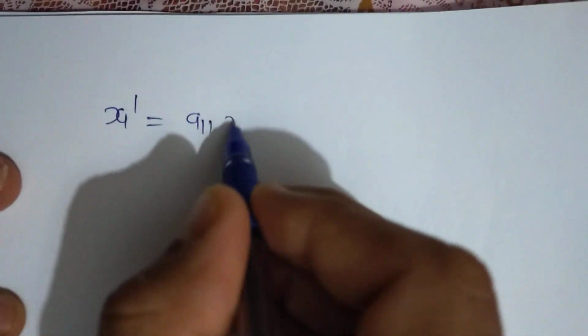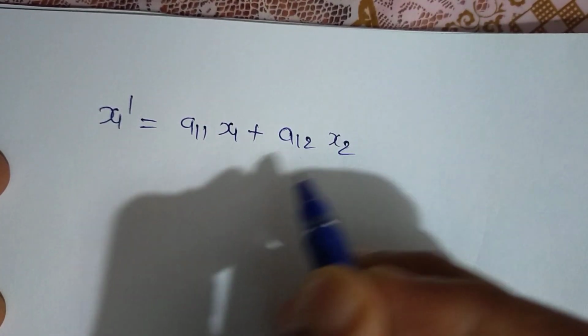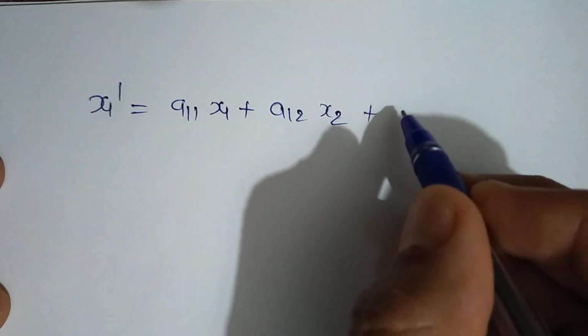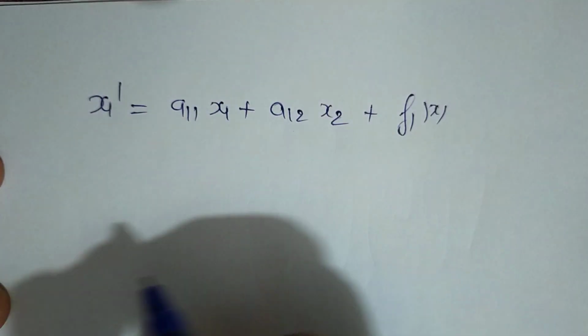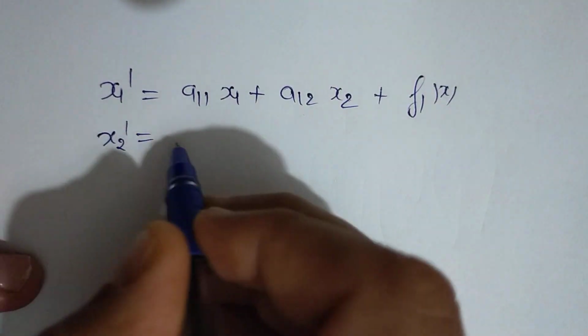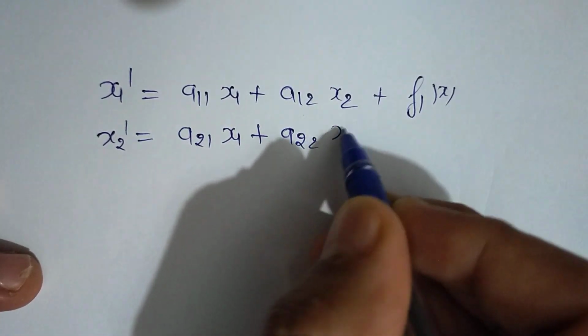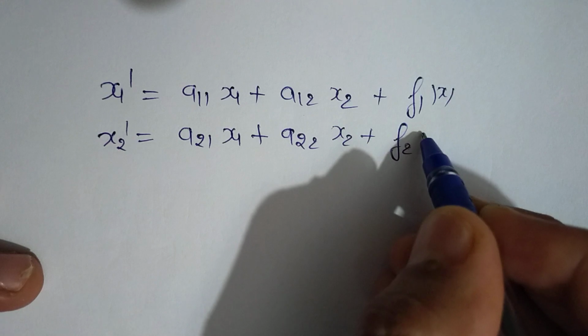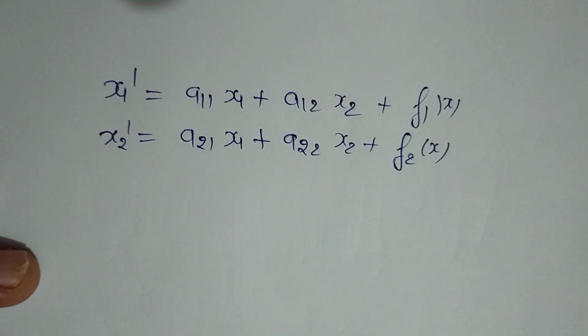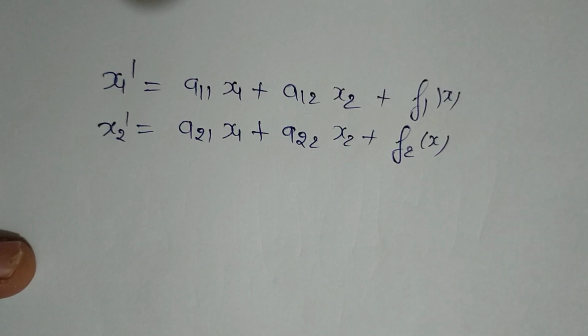So let us have x1 dash equal to a11 x1 plus a12 x2 plus f1(x), and x2 dash equal to a21 x1 plus a22 x2 plus f2(x). So here we have two non-homogeneous first order ordinary differential equations.